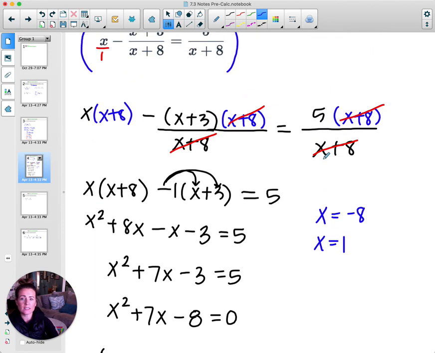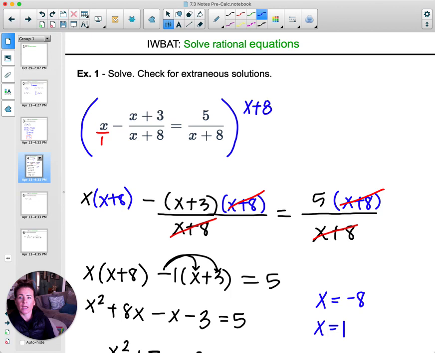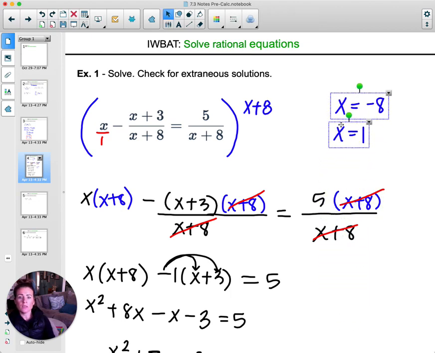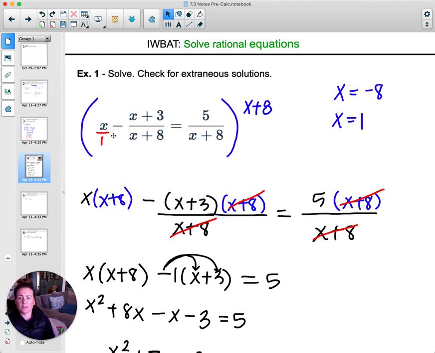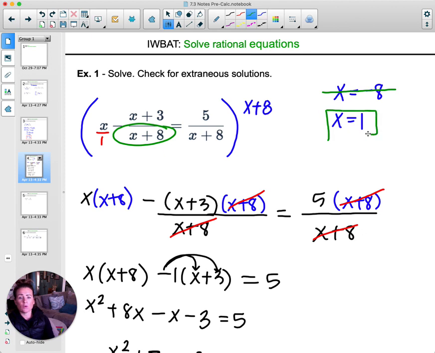We'll go back to the original problem and take these solutions with us. Then we look and see if any of those make this denominator 0. When we plug either of these in, does it make the denominator 0? Yes, x equals -8 would make that denominator 0, so we'll cross that one off. That is extraneous, so the only solution to this is x equals 1.